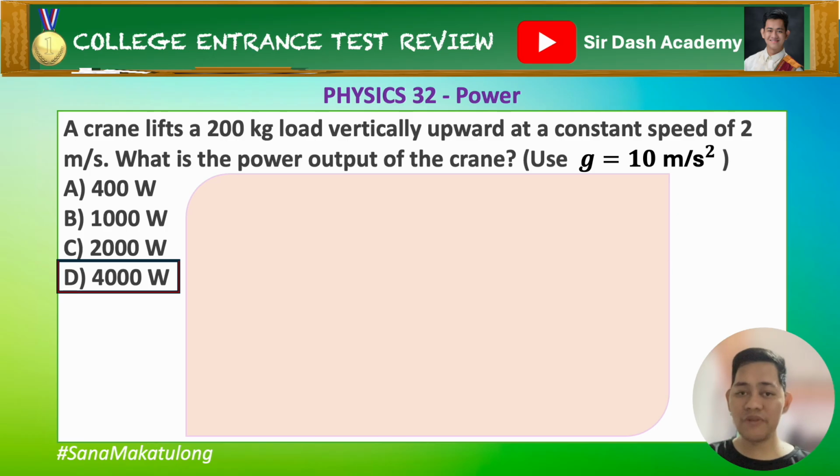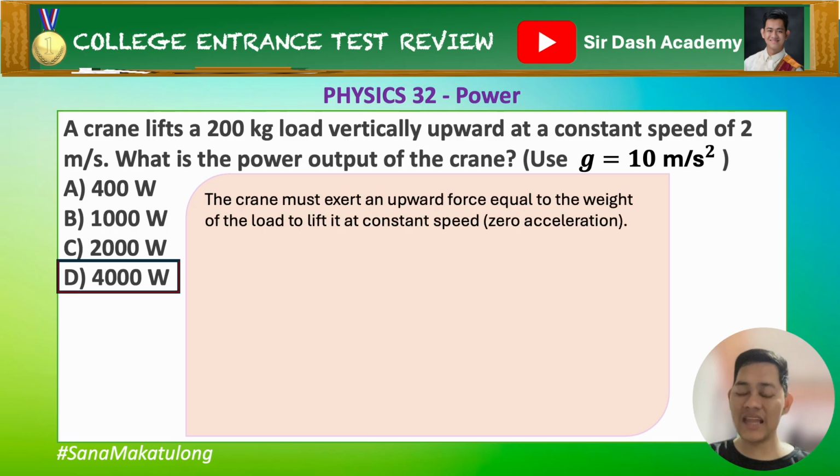Okay, very important to note before we solve. When an object moves at constant speed in the same direction, walang net acceleration. Kasi diba, acceleration is change in velocity over time. So kung walang change in velocity, walang acceleration. Importante yon kasi it means na yung applied force equals its weight. Again, it implies sa problem na to na yung crane must exert an upward force equal dun sa weight ng total load to lift it at a constant speed. Okay? Kasi nga, zero yung acceleration.